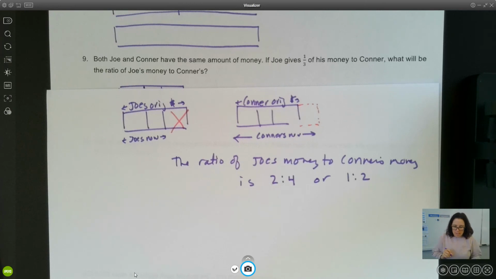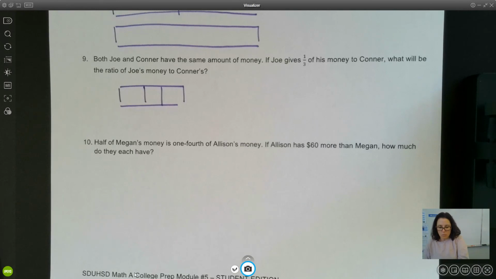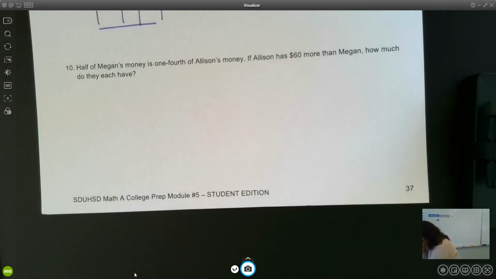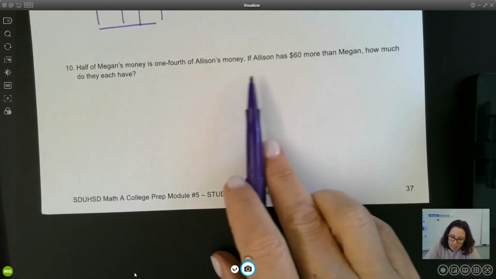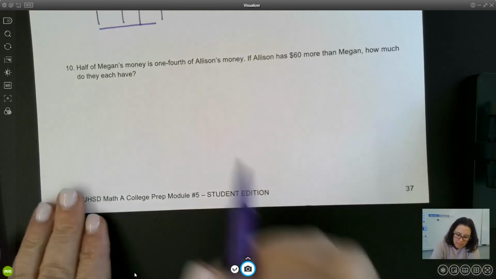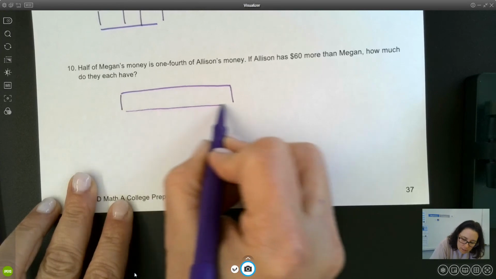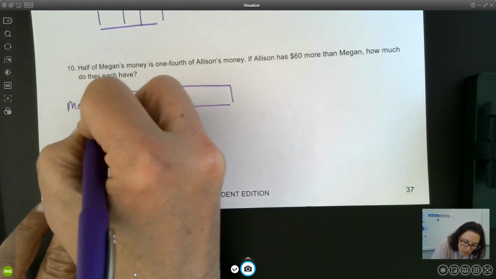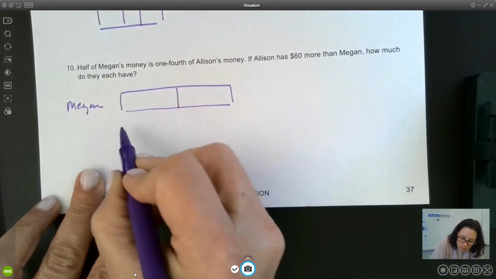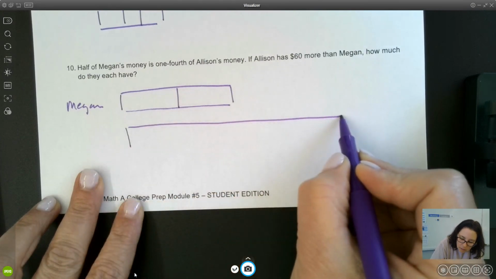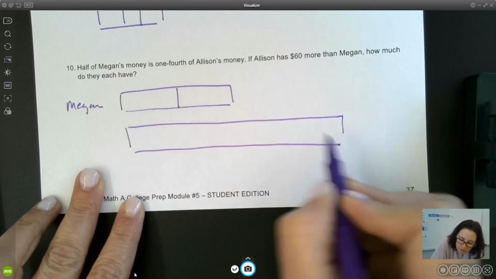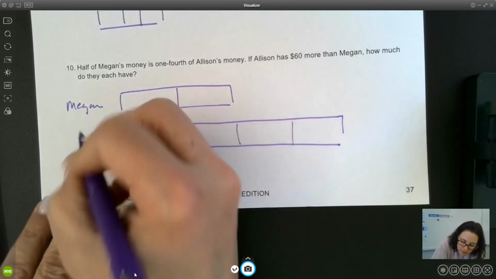All right, and this last one, half of Megan's money is 1/4 Allison's money. If Allison has $60 more than Megan, how much do they each have? Okay, again, a model is best for this one. Okay, this is Megan. And this is Allison.